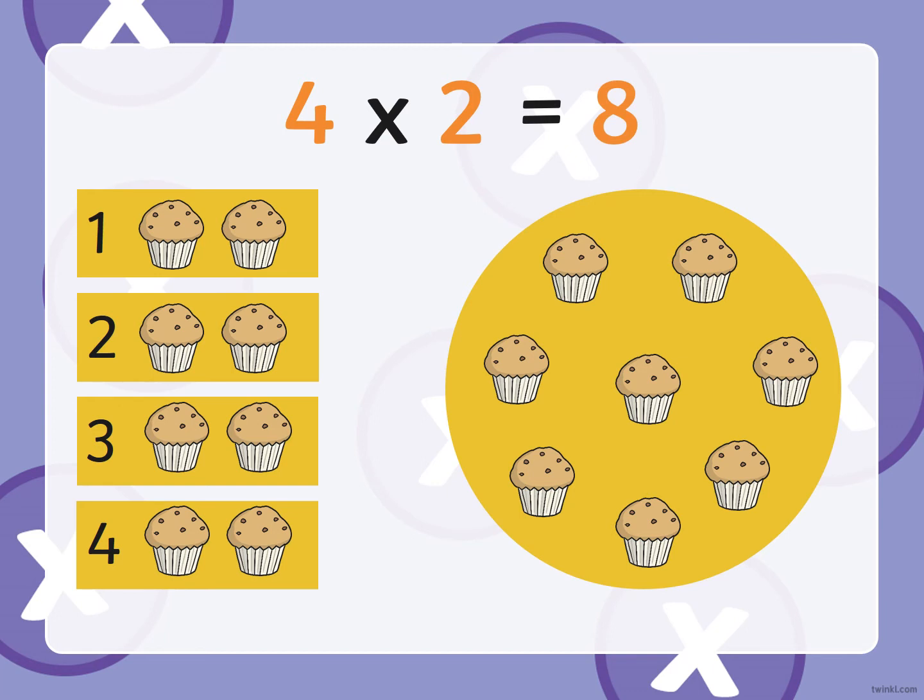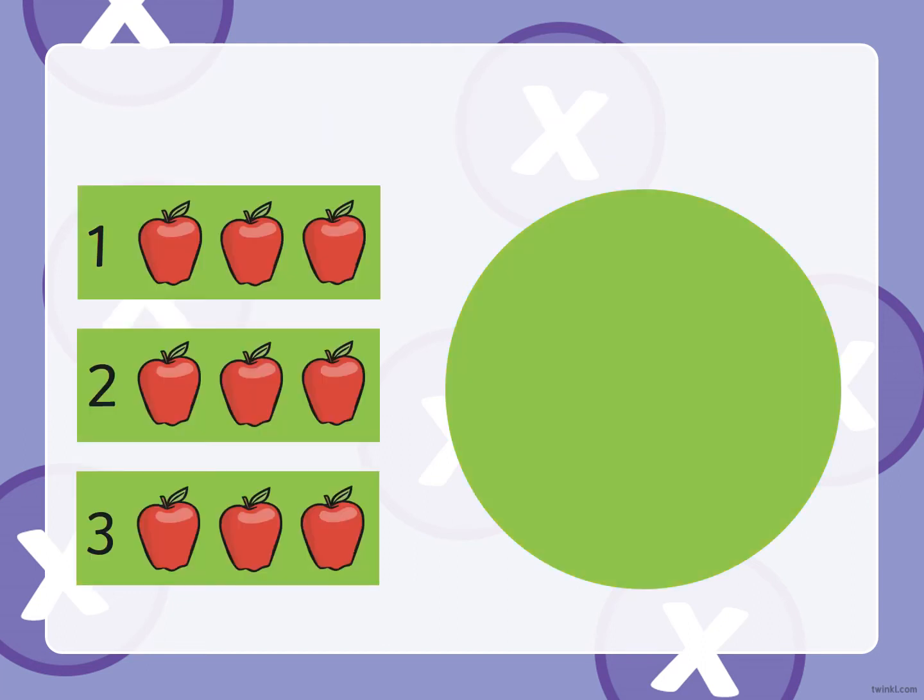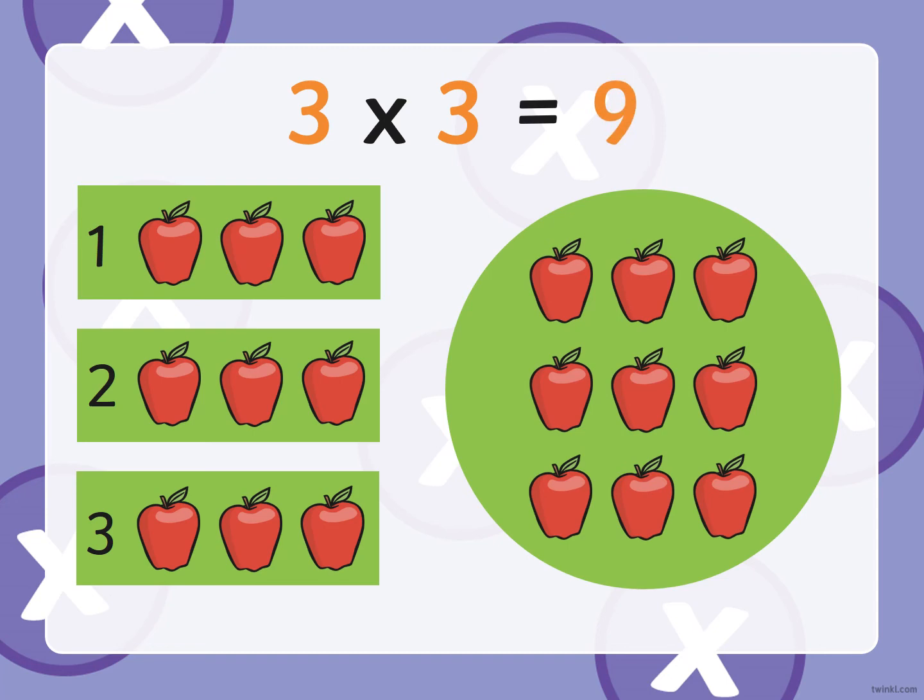So if you were struggling with a sum at home, what you could do is you could draw yourself out your groups of items and then you could count them all. What do you think this is trying to show us here? What sum is this trying to show us? We've got 1, 2, 3 groups, and in each group we have 3 apples. Let's see, 3 times 3 equals, and it should be 9.